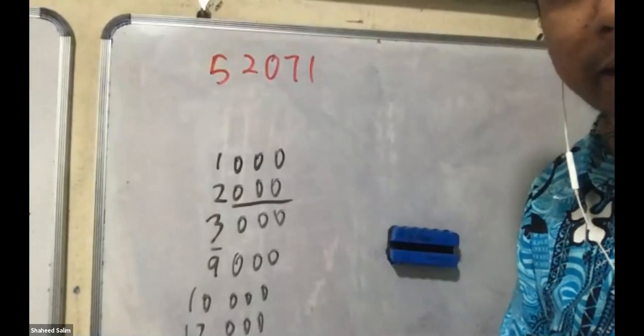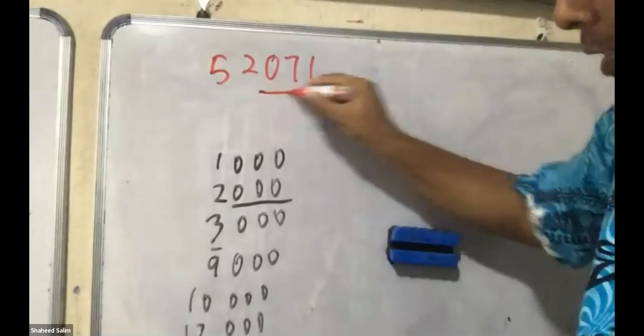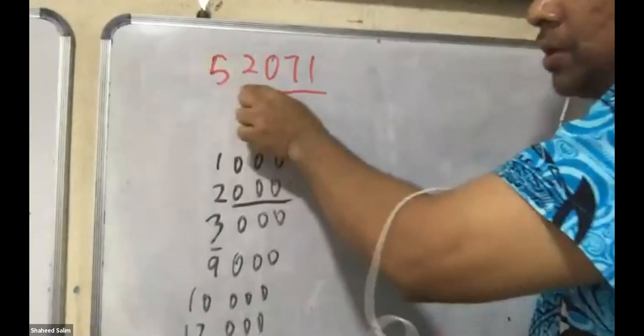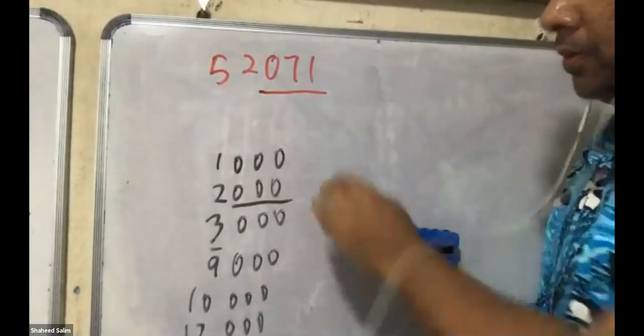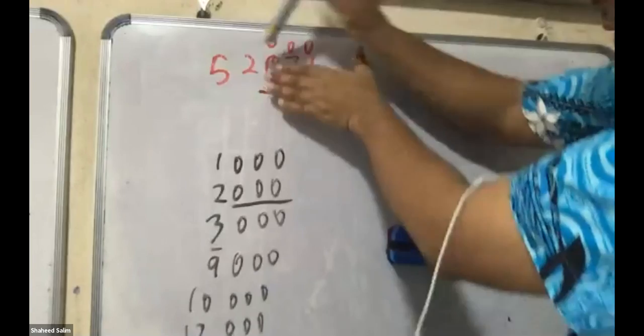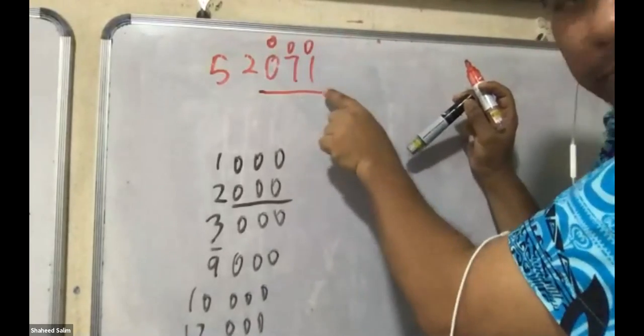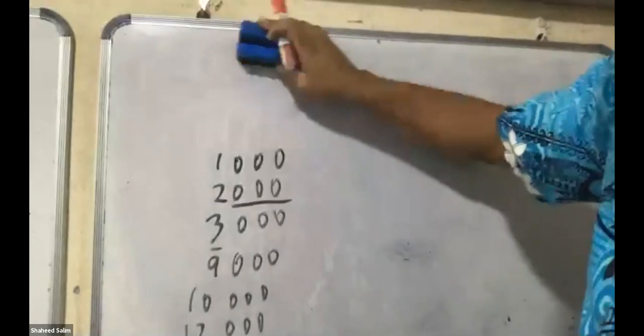See, how come my number is bigger than hers? Never mind. Try the last three. What number is this? 71. So now this one will be? This one is 1,000. How many thousand? 52,000. And? 71. Good. Okay, we're going to try the next one.